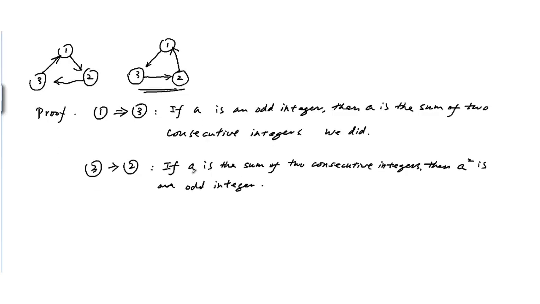So we have the assumption that a is the sum of 2 consecutive integers. You know how to express 2 consecutive integers, right? If k is an integer, then k plus 1 is the next integer. So these two are consecutive integers. They say a is the sum, so k plus k plus 1, which is 2k plus 1, right? So that is a. And then we want to show a squared is an odd integer.